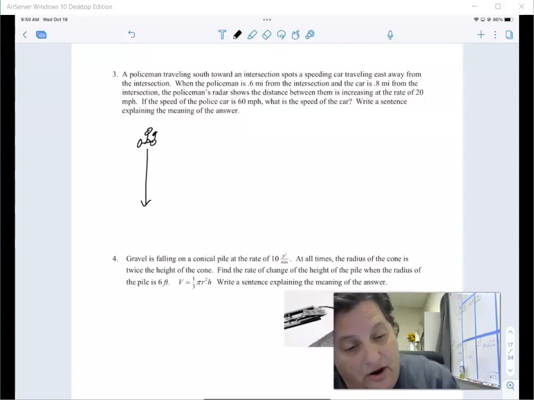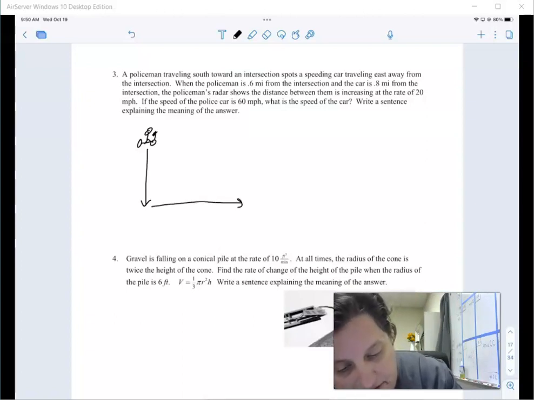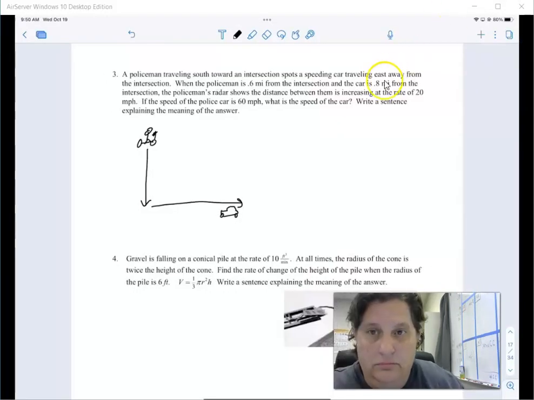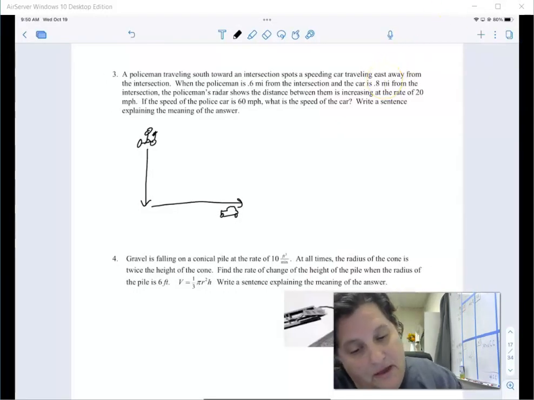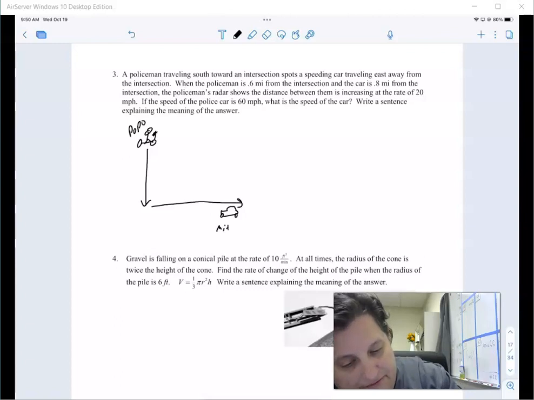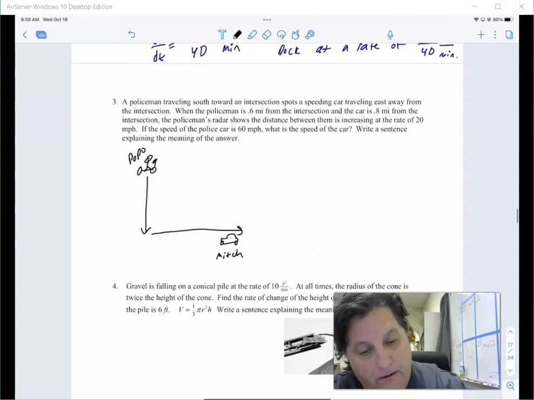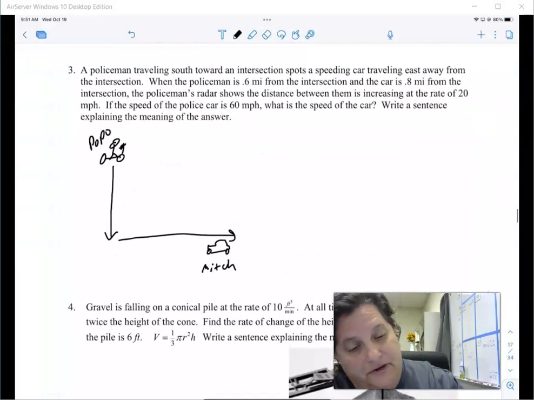Spots a speeding car traveling east away from the intersection. This is Mitchell. Mitchell is speeding. Bad Mitchell. Okay? Whoa. That was weird. Okay. So I got my picture, right? This is the Popo. This is Mitchell.